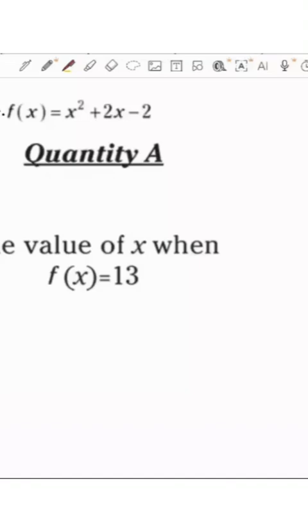What is S? Notice that we are not looking for f of 13, but we are rather looking for S. So we need to form an equation so that s squared plus 2s minus 2 equals 13. When we solve this equation, we find S.